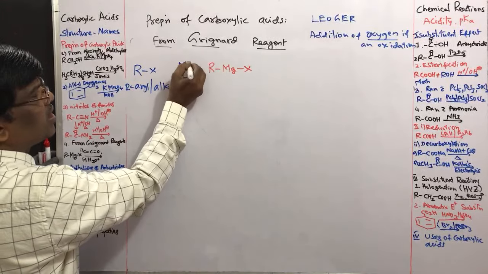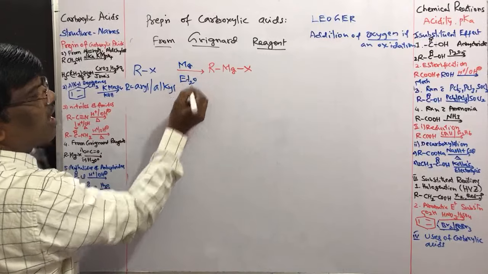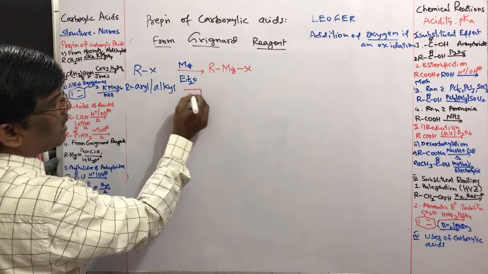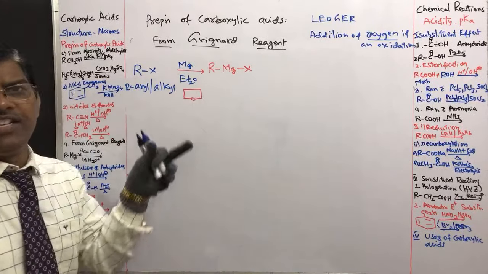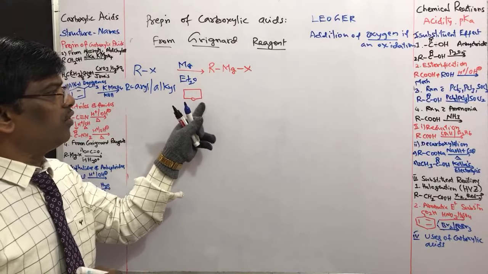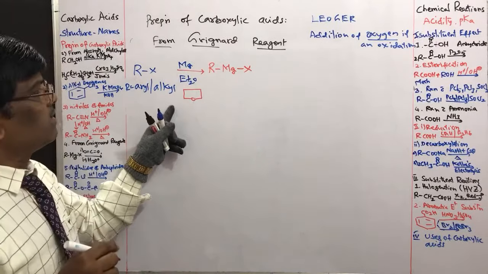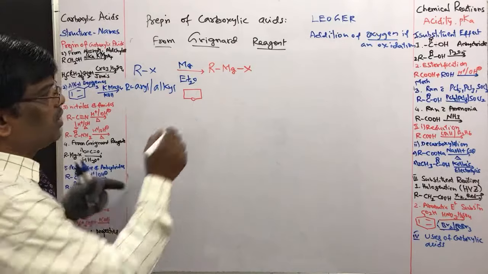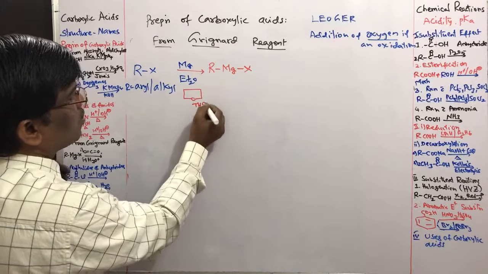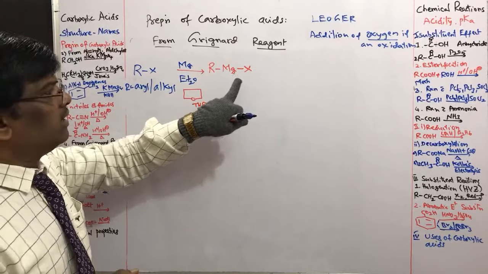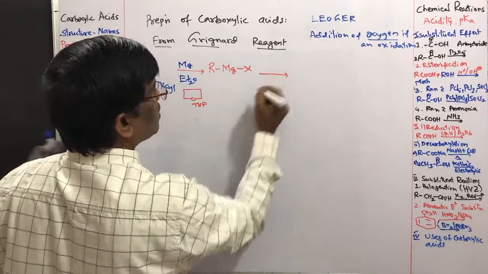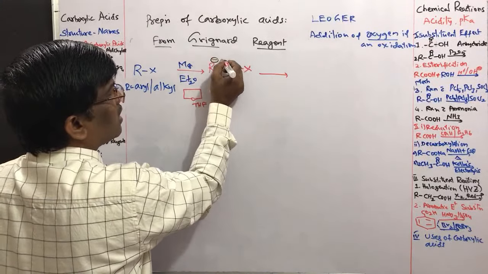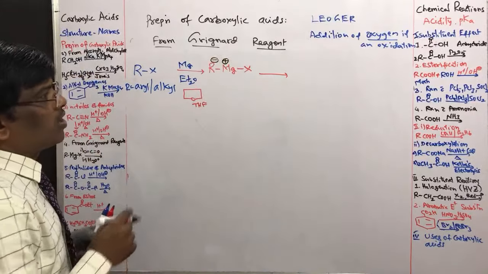Upon reaction with magnesium in the presence of diethyl ether, dry ether, or you may use tetrahydrofuran. It has been given in JEE Mains 2019. THF, tetrahydrofuran, is a cyclic ether. In higher level exams like IIT JAM or CSIR NET, you are going to get THF. So you get alkyl magnesium halide. What is the charge on this alkyl group? It has a negative charge, and magnesium has a positive charge.